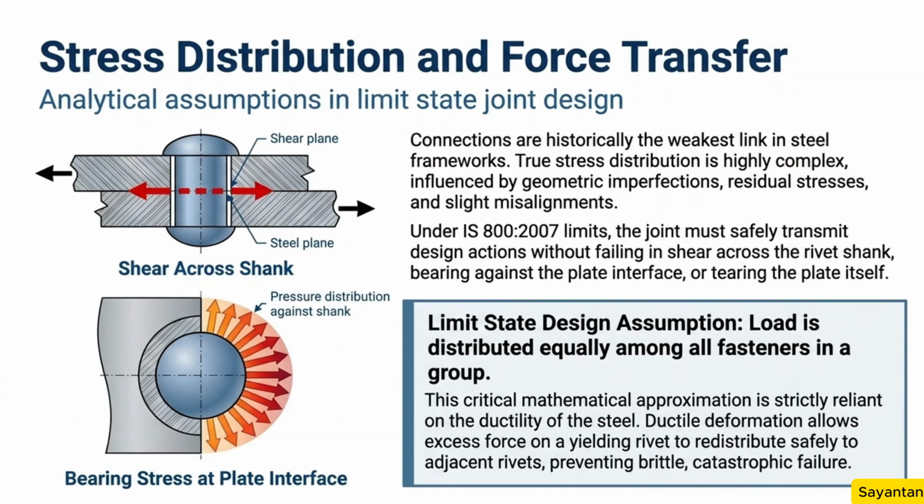When the most heavily loaded edge rivet reaches its yield threshold, it undergoes plastic deformation without immediate fracture. This ductile yield allows excess load to redistribute naturally to adjacent lower stressed fasteners throughout the group. This mechanism prevents progressive unzipping and brittle catastrophic failure across the joint assembly.